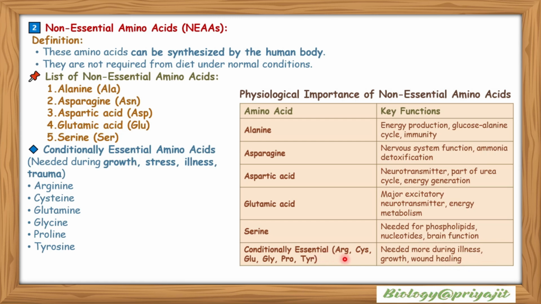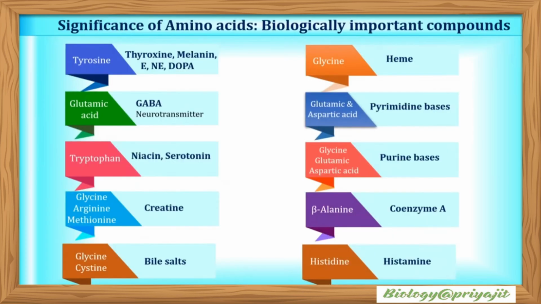Conditionally essential amino acids are arginine, cysteine, glutamine, glycine, proline and tyrosine. They are needed more during illness, growth and wound healing. Significance of amino acids: they are biologically important compounds. Tyrosine is responsible for the synthesis of thyroxine, melanin, norepinephrine, dopa, etc. Glutamic acid is used for the synthesis of the GABA neurotransmitter. GABA is gamma amino butyric acid.